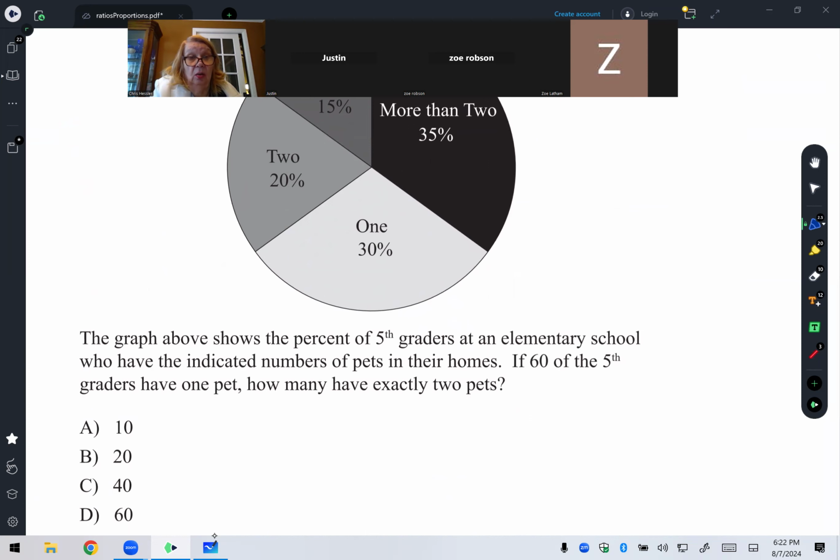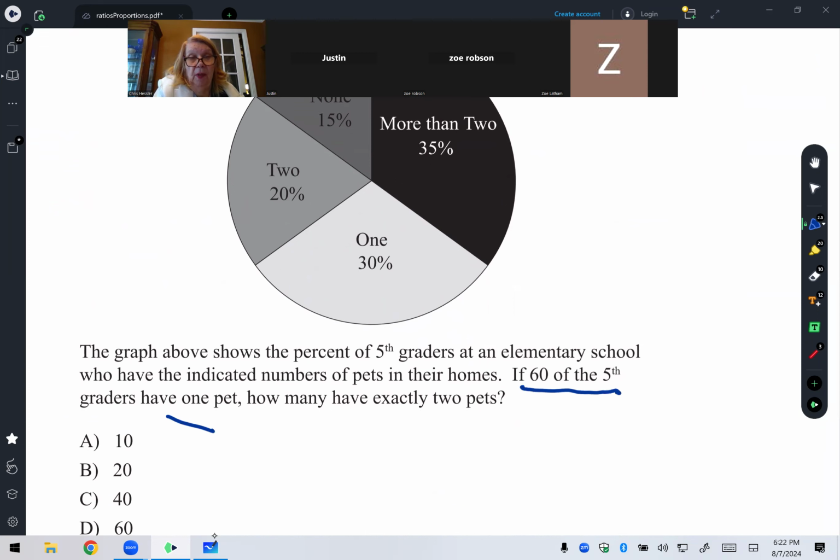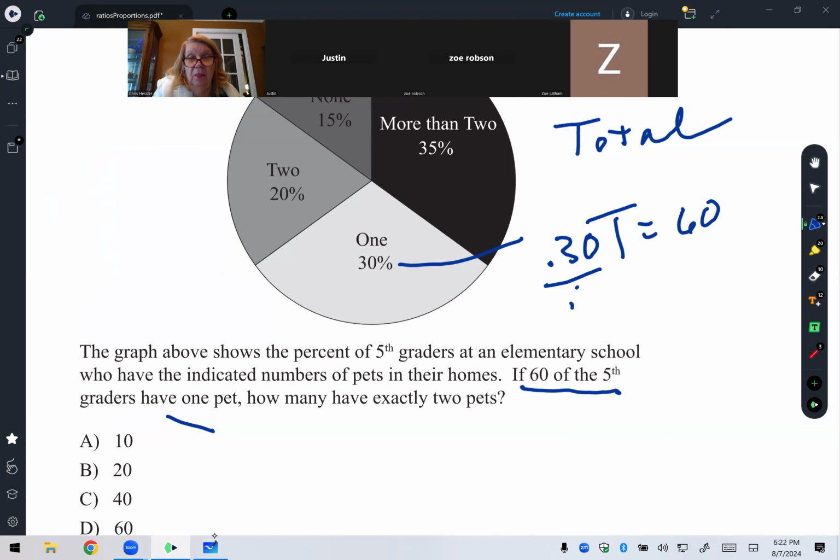Now this was a little trickier, so I want to see if we get something like this. The graph above shows the percent of 5th graders at an elementary school who have the indicated number of pets in their house. So 60 have 1 pet. That means we're trying to get the total before we go further. So we drop the percent. We know 0.30 of the total is 60, so we just divide by 0.30. We find the total number of 5th graders is 200.